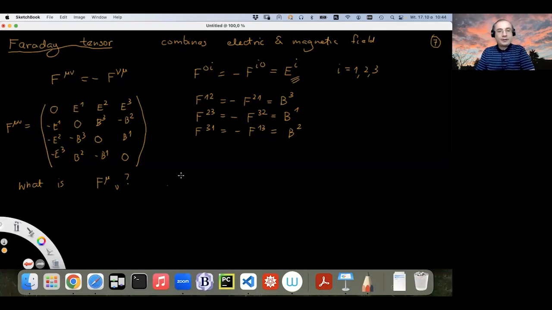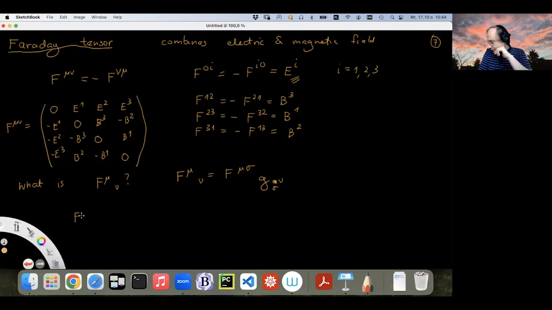Okay, I don't see anybody, so let me do the calculation myself. So F^μ_ν is equal to F^{μσ} g_{σν}. Here we are contracting the second index of the first tensor with the first index of this one, so we can write it as matrix multiplication. That would be one option. But we can also do it differently, step by step.